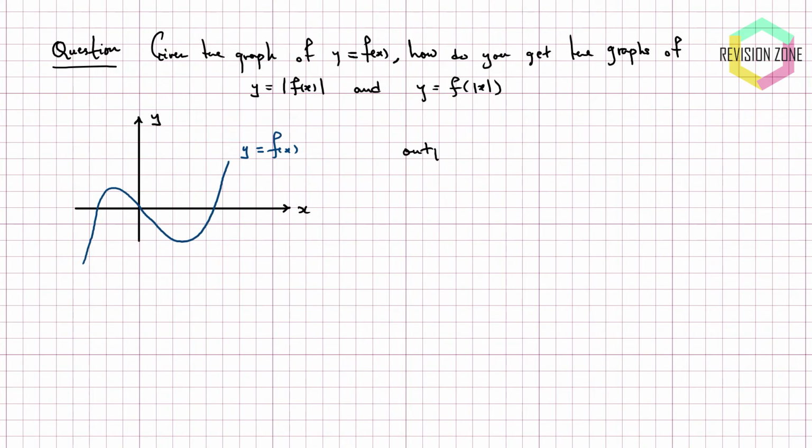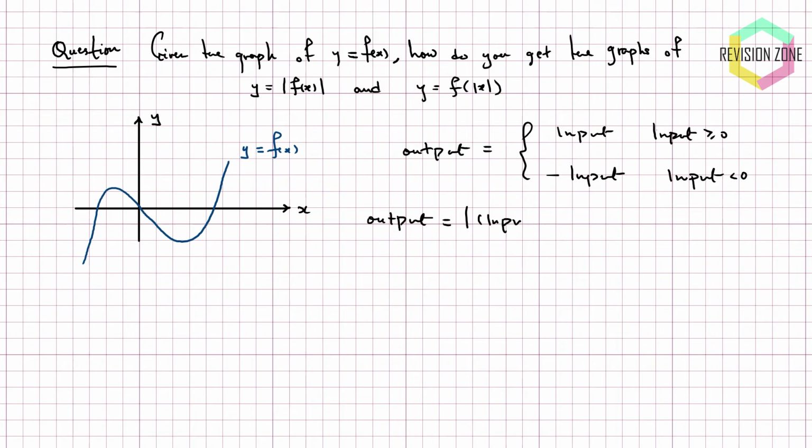Well, the modulus function says the output is going to be the same thing as the input, provided that the input is positive, and it's going to be negative input, provided that the input is negative, right? So this is basically the algebraic structure of what the modulus function says, where the inputs can be any numbers and the output is of course what the modulus function throws out, right? So in other words, what I'm trying to say is that the output equals the modulus of the input, okay? I've deliberately written this like this so that there's no confusion as to what I'm going to say next.